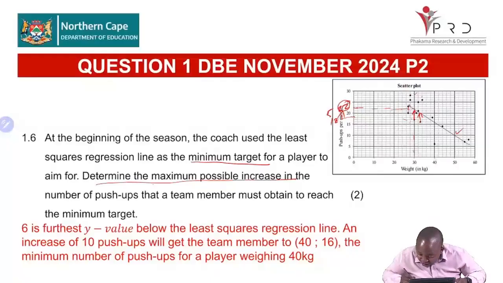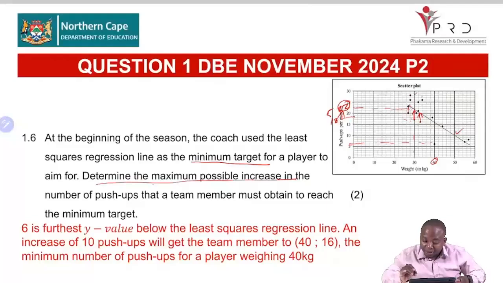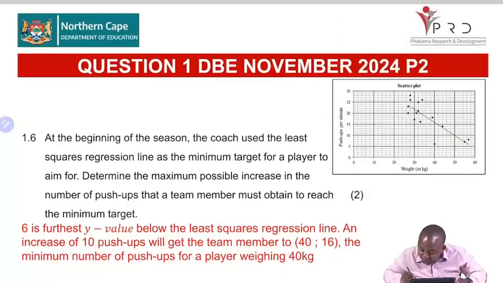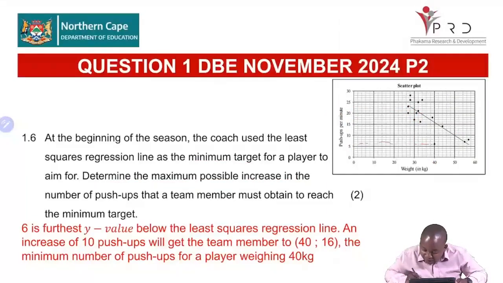So if you look at this player who's weighing 40, the one weighing 40 was able to do 6 push-ups. Right, so we must check this one now. The person weighing 40, who was able to make around 6 push-ups, must move from that 6 push-up, must go until the regression line. So we just need to know how much is that increase. So it is from that 6 to how many? To 15, 16. To what?